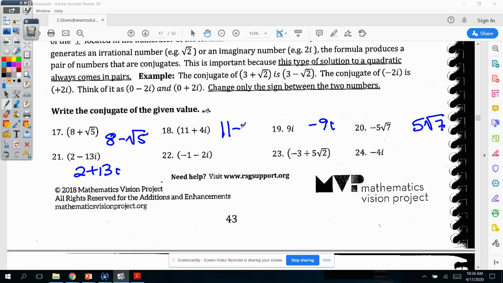So all of these, you just have to change the sign of the second term to make it the conjugate pair. And they always come up using the quadratic formula together.